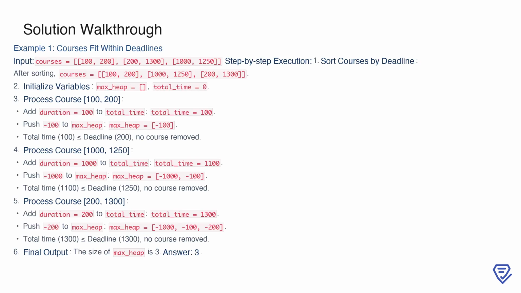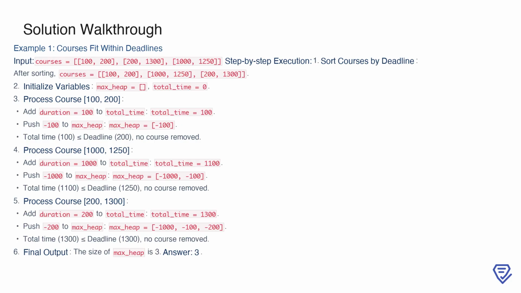Here, we have an example where all courses can fit within their deadlines. The input consists of 3 courses, each with a duration and a deadline. First, we sort these courses by their deadlines, resulting in an order that helps us prioritize earlier deadlines. Next, we initialize a max heap to keep track of course durations and a variable to track the total time spent taking courses. Now, we process each course one by one.